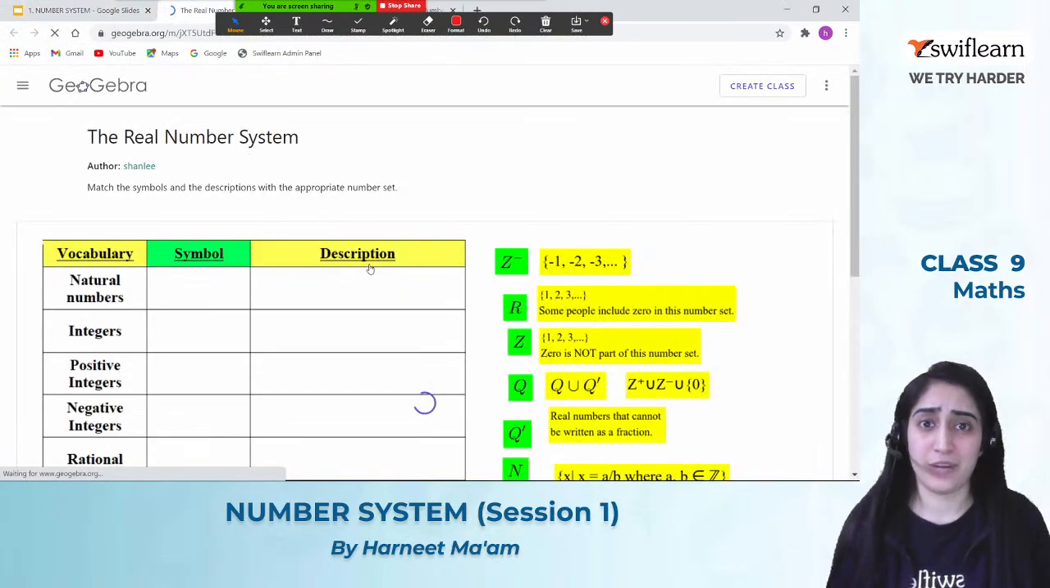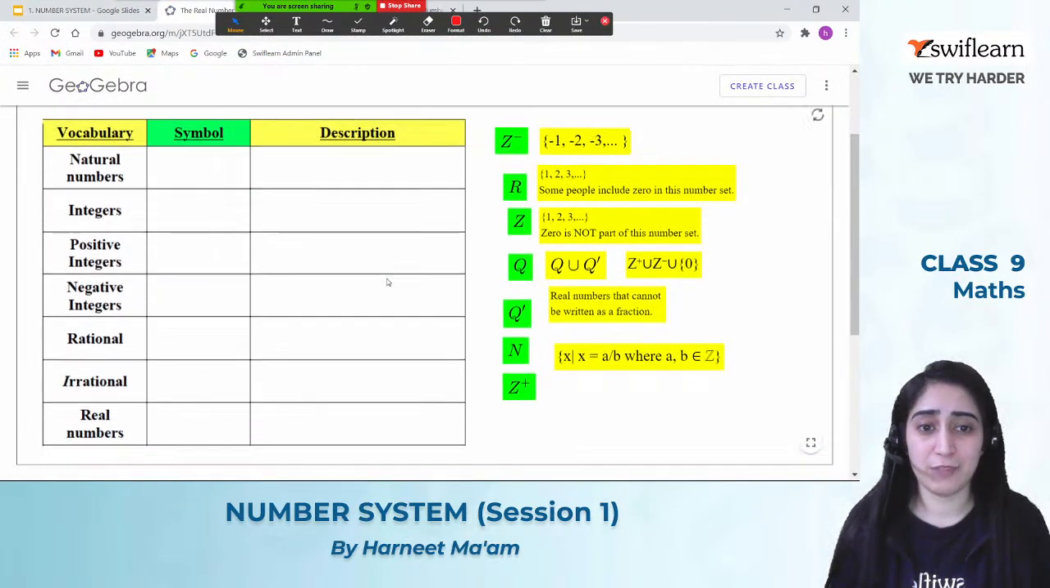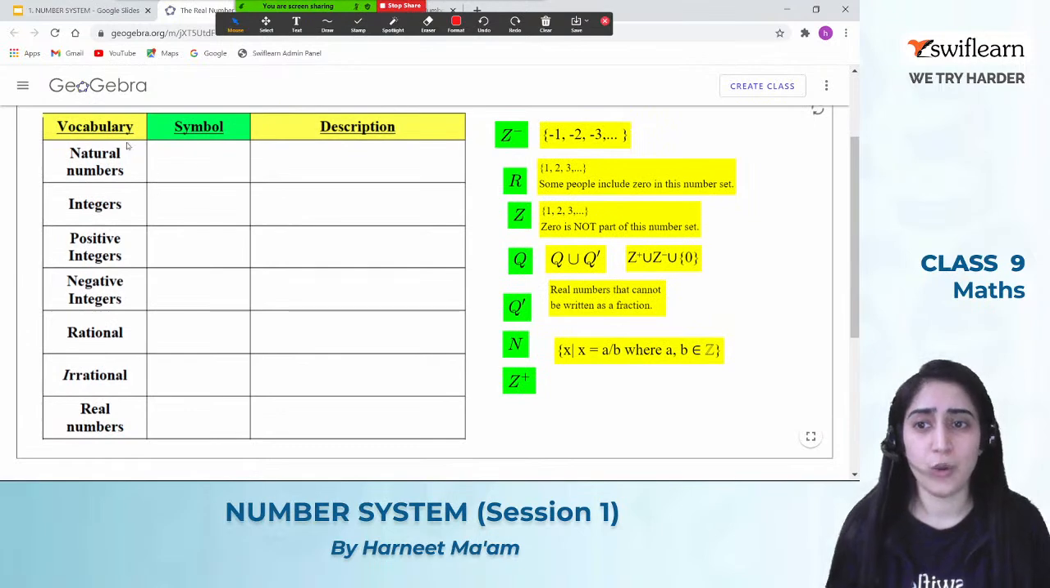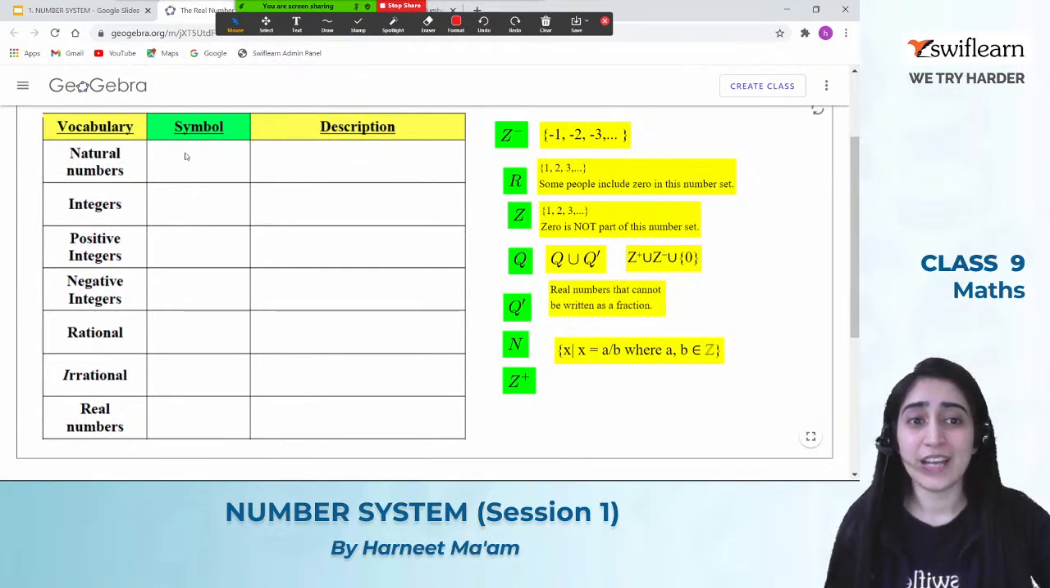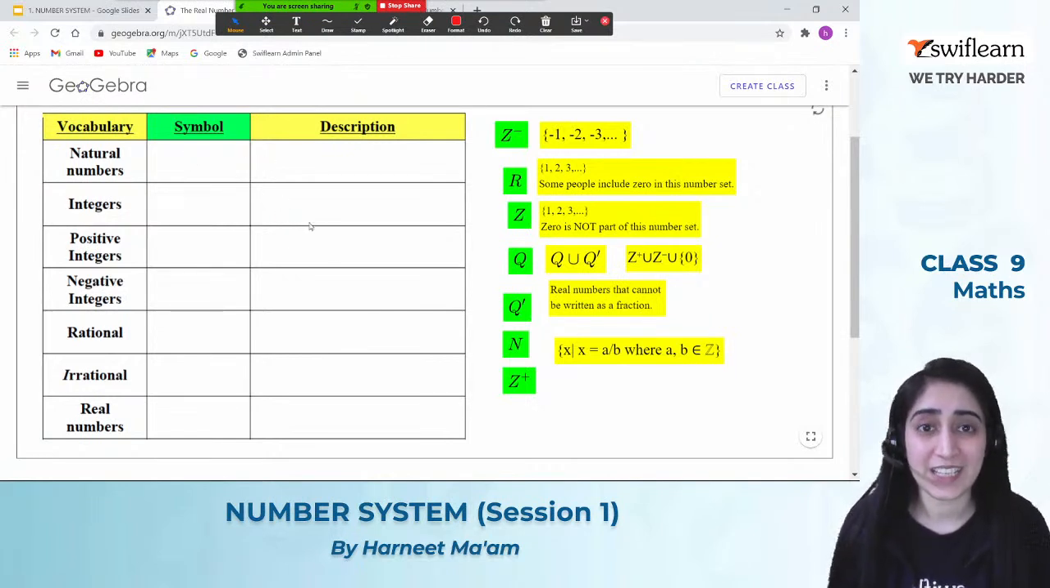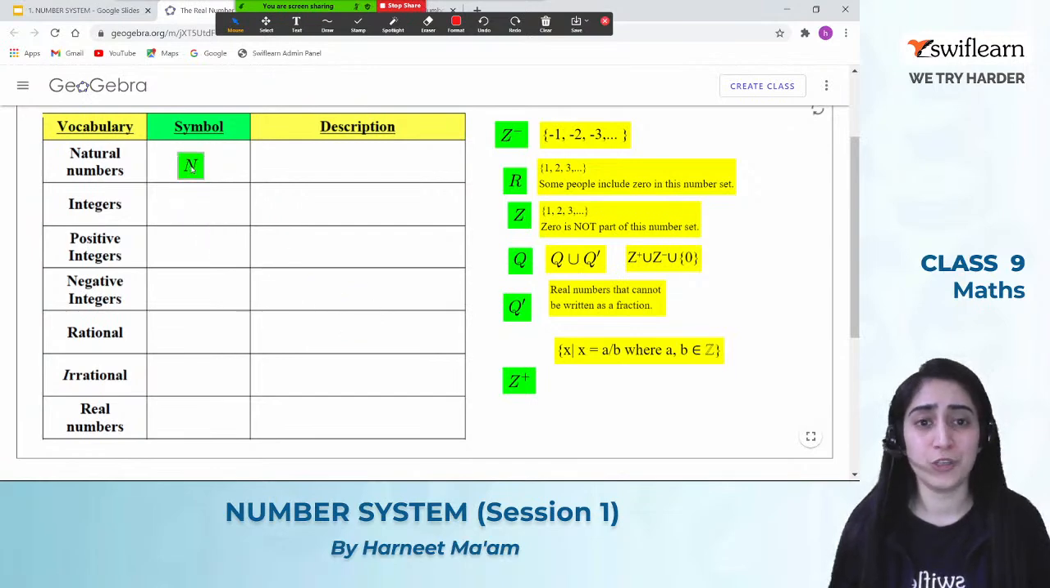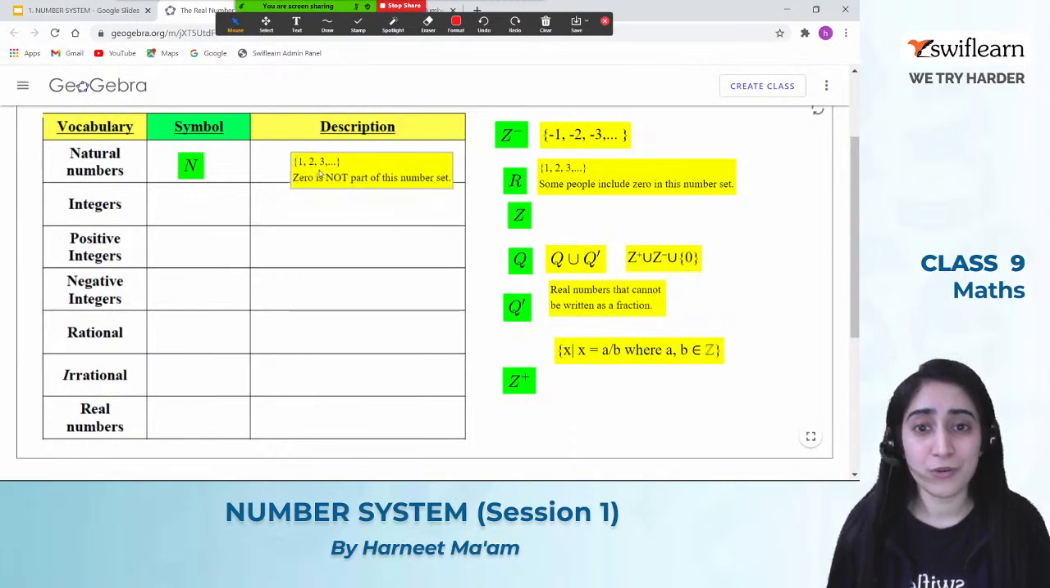A new way of practicing it. Let's see, are we able to do it or not? Now, what are natural numbers? What are the symbols of that? Can you tell me? I need the answer in the comments, quickly. Natural numbers are represented by N. That's right. Well done. And what do we call them? They are the numbers where 0 is not included.